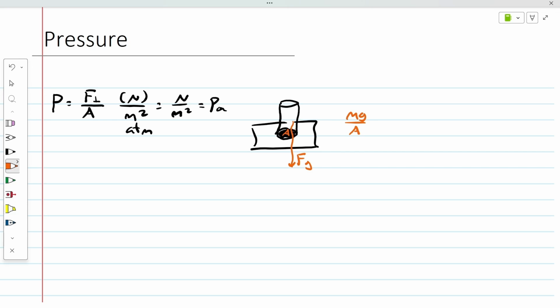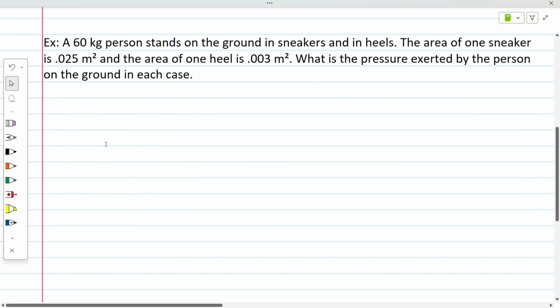Okay, and so let's do an example where we find pressure for force over area, and then we'll talk about how to find pressures of fluids. Okay, so we have a 60 kilogram person who stands on the ground with his sneakers and in heels. The area of one sneaker is this, the area of one heel is this. What is the pressure exerted by the person in each case?